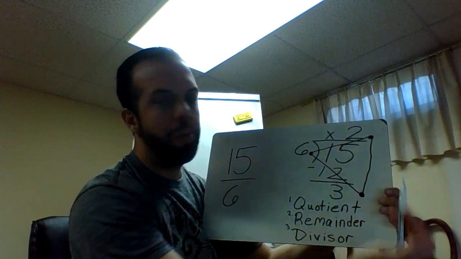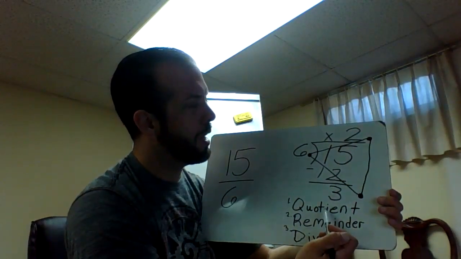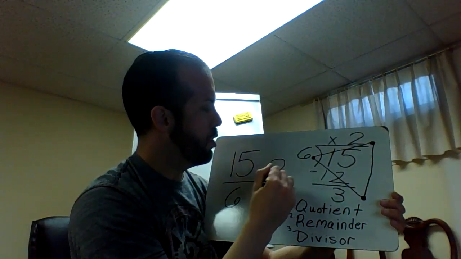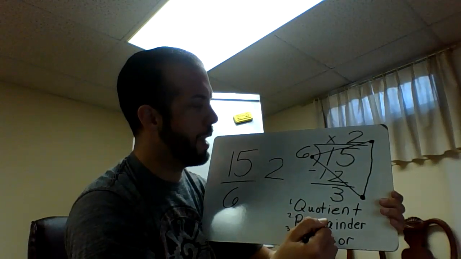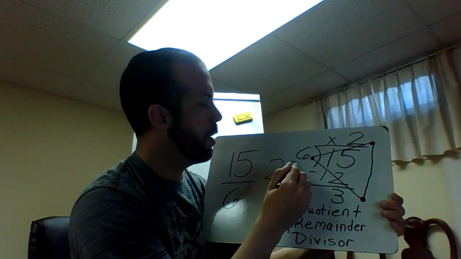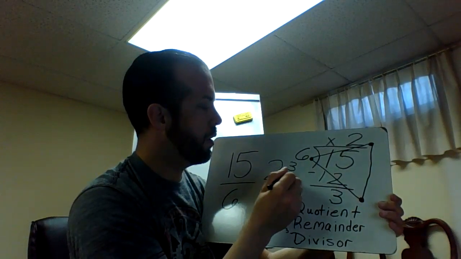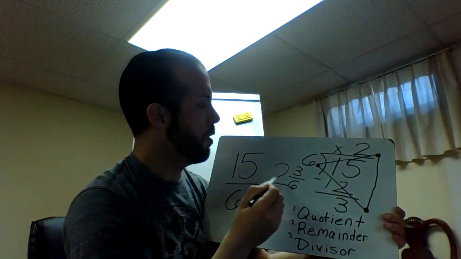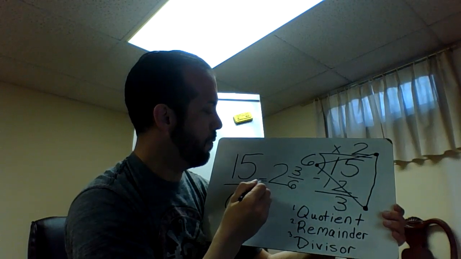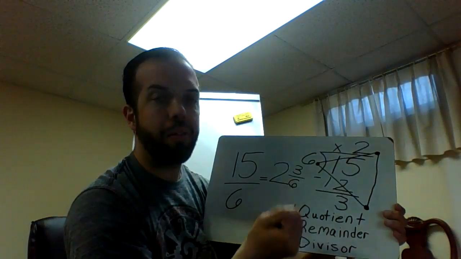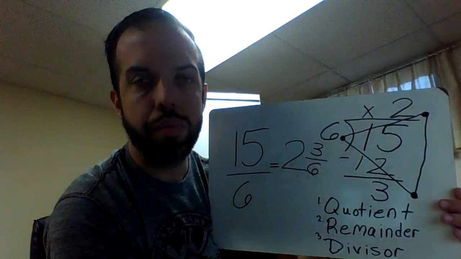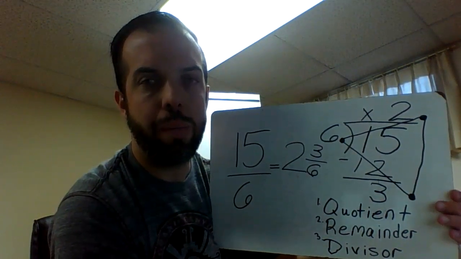Now let's build the mixed number. What was my quotient? 2. What was my remainder? 3. What was my divisor? 6. So my answer, my mixed number, is 2 and 3/6.